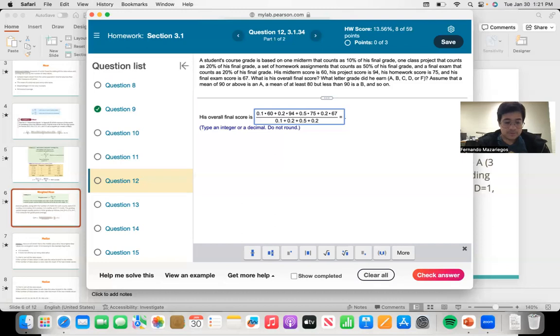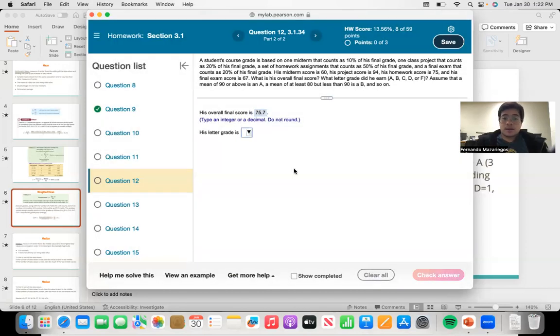So let's try to find this. 0.1 times 60 plus 0.2 times 94 plus 0.5 times 75 plus 0.2 times 67. That gives 75.7 over 1. So that is the final score. Type an integer or a decimal, do not round.